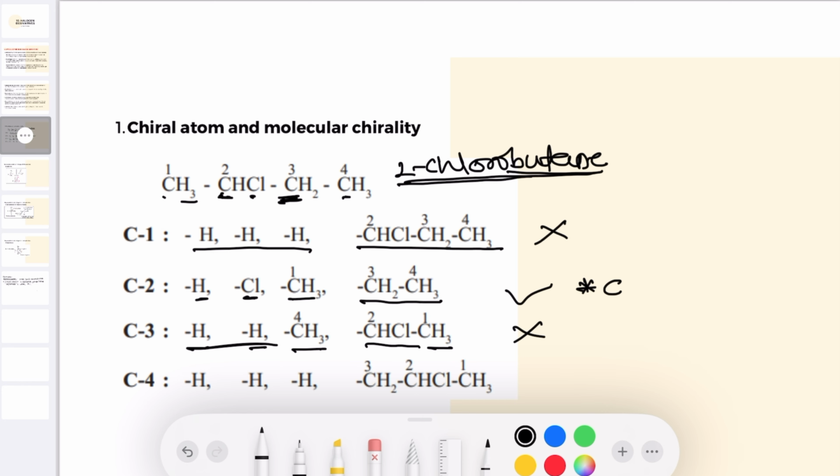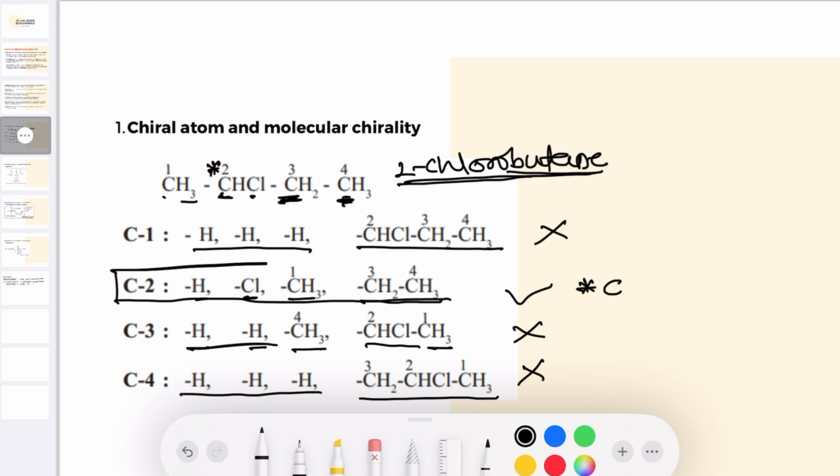And at carbon number 4, there are 3 hydrogens and the remaining group. So the 3 hydrogens are the same. Here it is not a chiral carbon. So in 2-chlorobutane, carbon number 2 is our chiral carbon, also known as an asymmetric carbon atom, marked with a star on it. And then next are the non-superimposable mirror images of this compound.